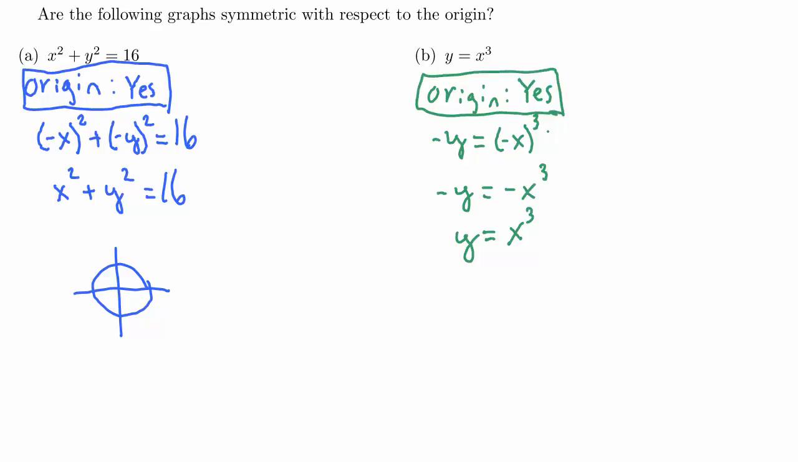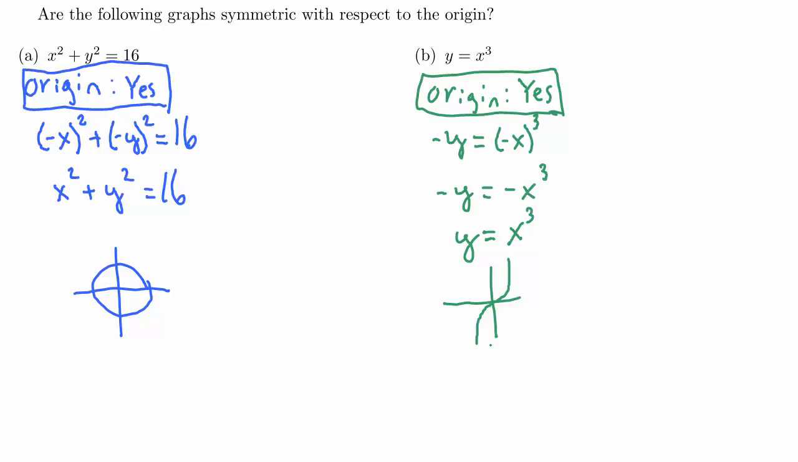Now, obviously not all equations will be symmetric with respect to the origin. I just wanted to show you a couple that did. Notice that if I was to graph this, this would look something like this. It's the y equals x cubed function.